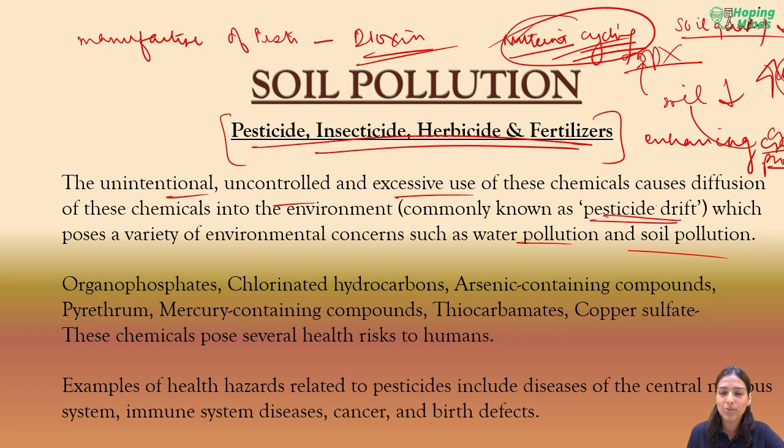We need quick results. We're not going to wait, that okay, it's not the season of this crop, let's not grow it. It's not the season of this vegetable, let's not grow it. For commercial purposes, we grow crops out of season based on injections, based on pesticides, reducing the quality of food, reducing the quality of soil, and ultimately leading to health hazards, and health hazards as severe as the diseases of central nervous system, immune system, cancer, and birth defects.